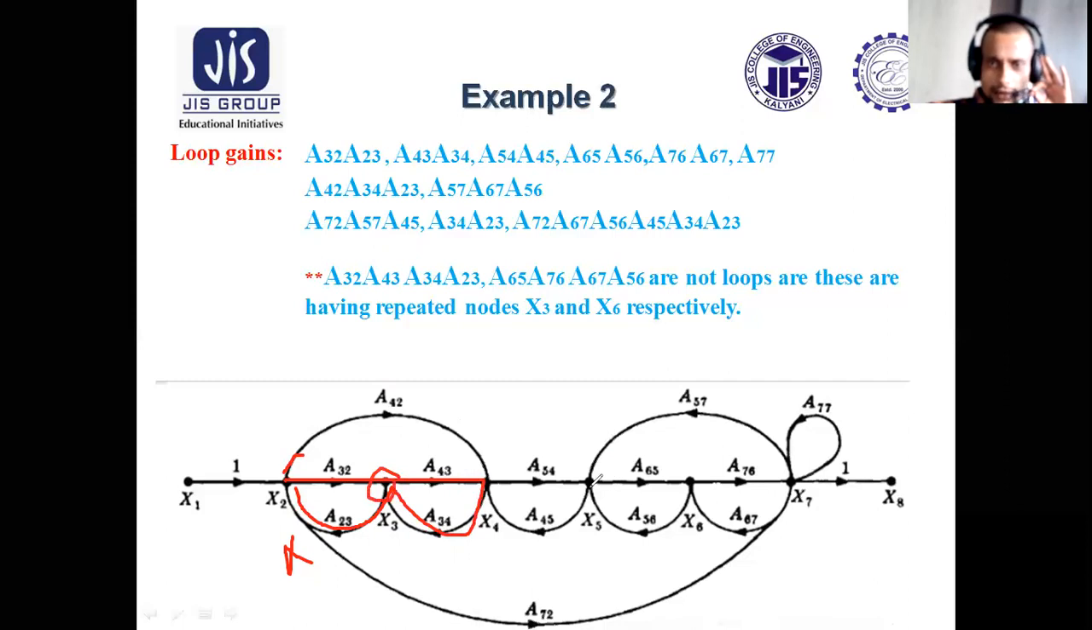Similarly here, A65, A76, A67, A56 will not be considered as a loop because the node X6 is encountered twice. So these are not loops. So these are the concepts of loops.